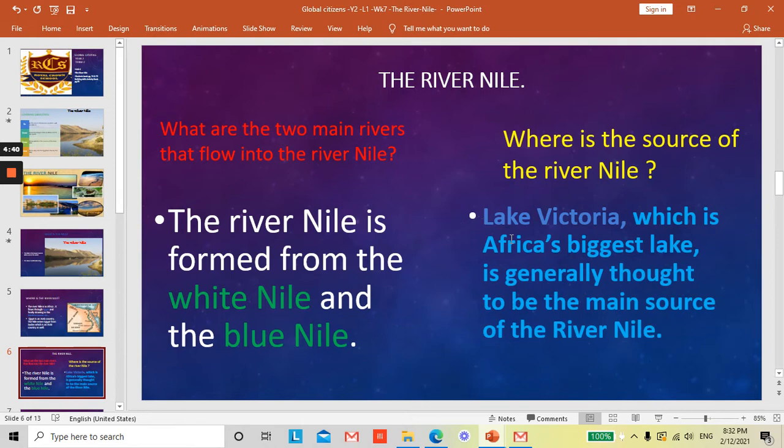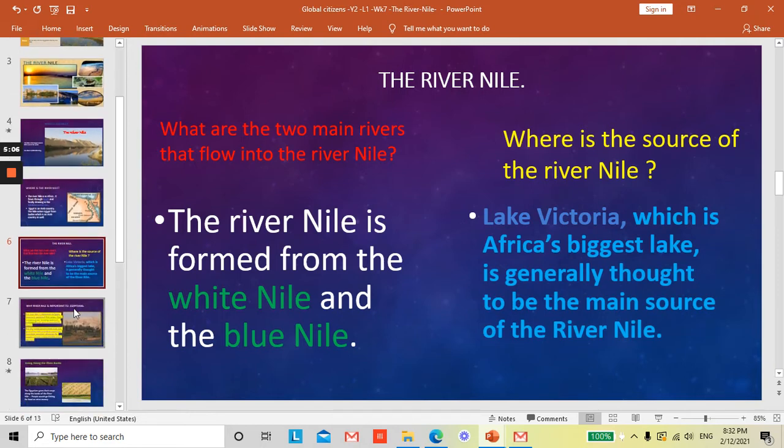In this slide, we have seen that the two main rivers that flow into the River Nile are the White Nile and the Blue Nile. And the source of the River Nile is Lake Victoria, which is the biggest lake in Africa.